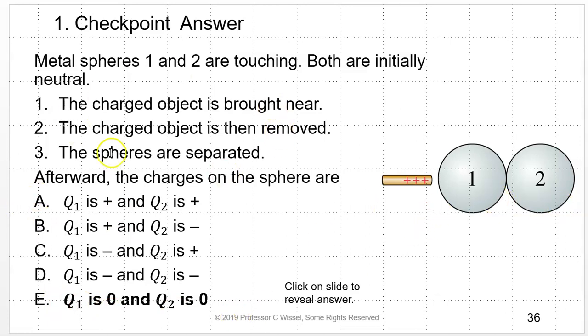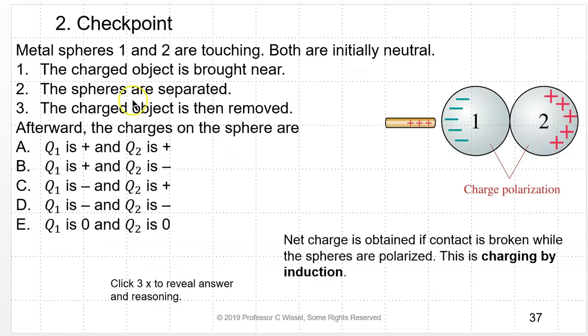When you do this kind of problem, read carefully and take it step by step. Sphere 1 and Sphere 2 are touching. Both are initially neutral. The charged object is brought near. The spheres are then separated. The charged object is then removed. So this is almost the same situation as before, but now we have changed the sequence of events. It's very important in this kind of problem to pay extreme attention to the sequence of events.